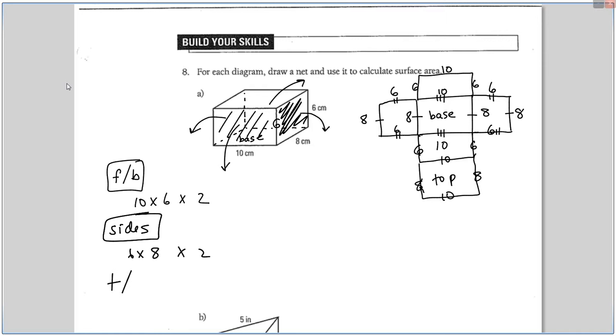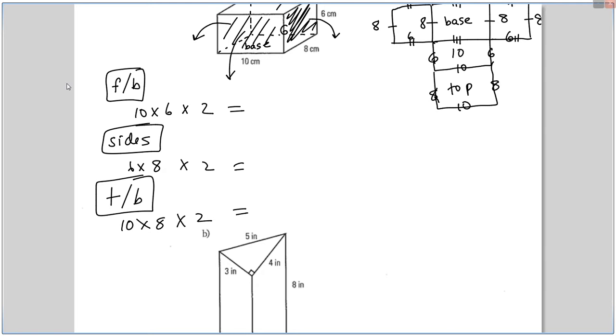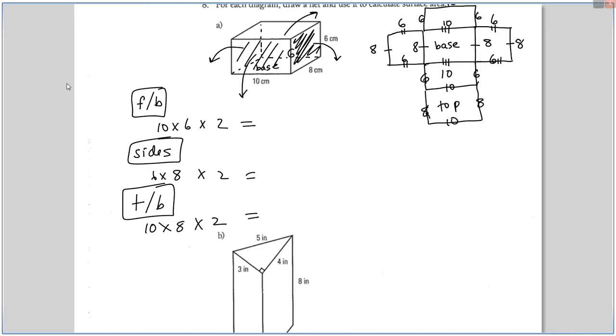And then the top and the bottom. The top and the bottom are 10 by 8, and there's two of them. So we calculate these areas. They're just length by width, and then we times by 2. And if you have the rectangular prism notes, just like this, when you get it on your test, you just go to this page and you just copy the strategy.